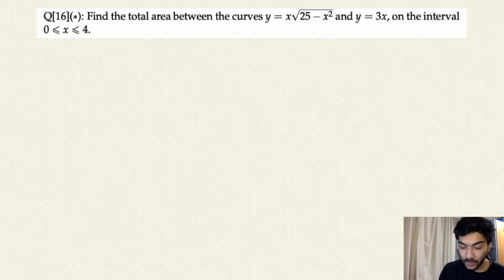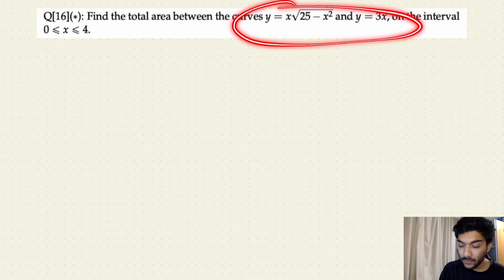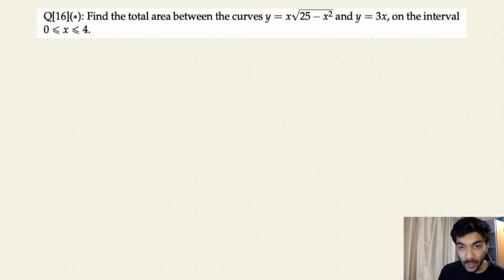So let's do one more question, an interesting question on area between two curves. And in this question, you'll realize that when you have complex functions, you don't have to always sketch the graph of your functions given in the question.